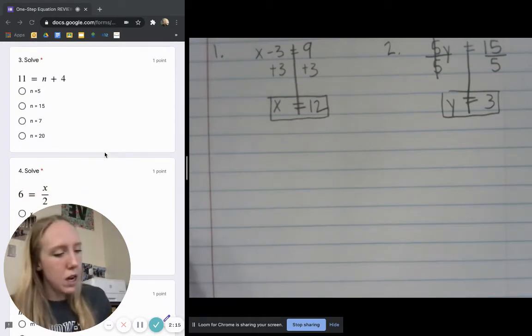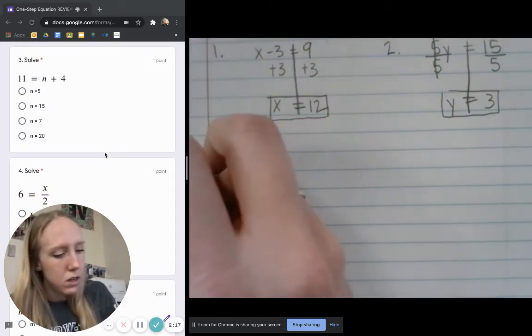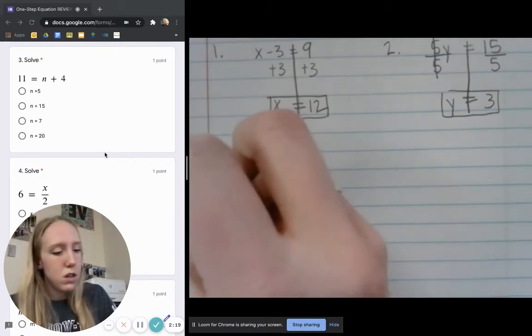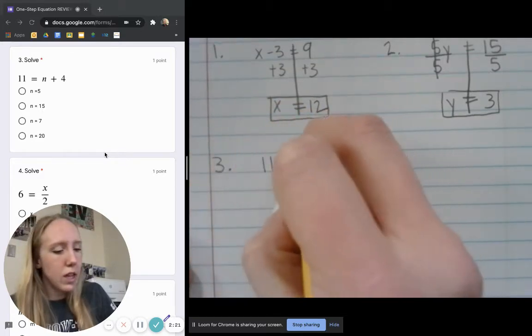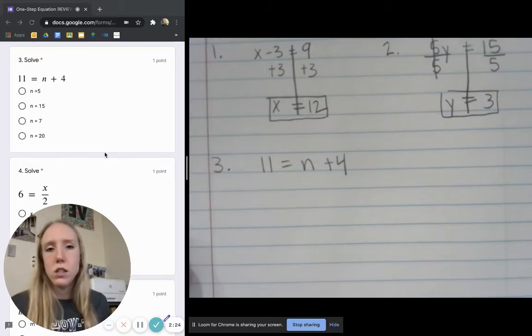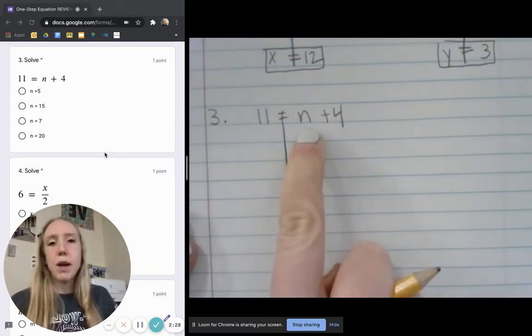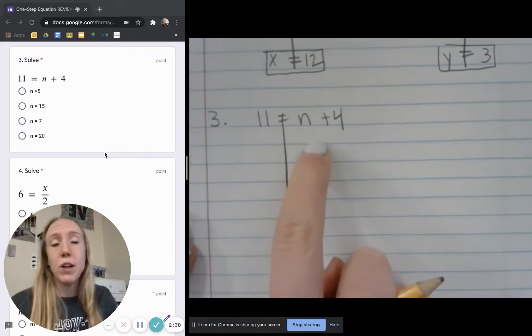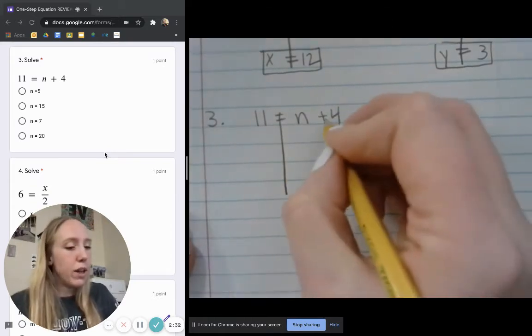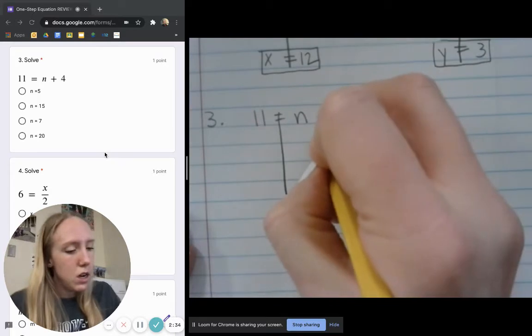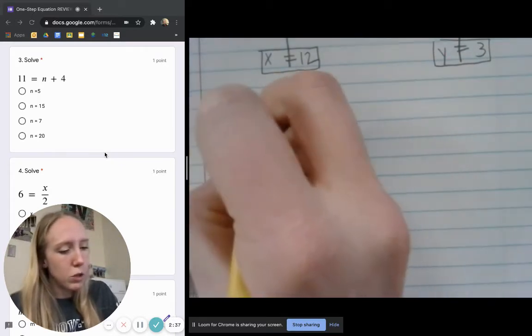Problem number 3. 11 equals n plus 4. I'm going to draw my fence. I want to get n by itself. Notice how it's on the right side of the equation. The n is going to stay there. So I want to get rid of plus 4. So I subtract 4, subtract 4.